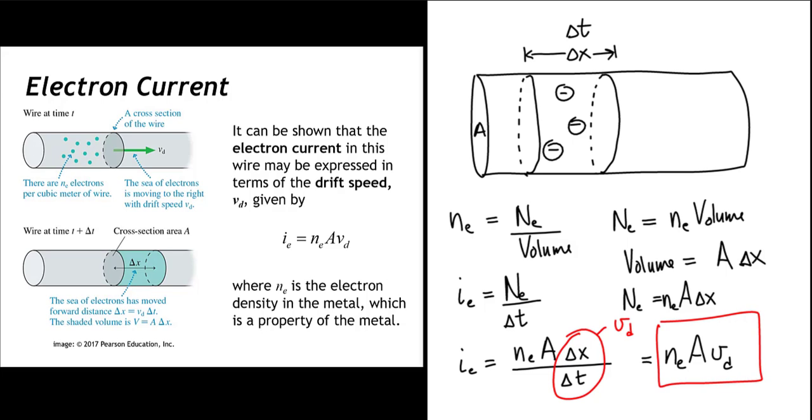Here is an alternative expression for electron current. Notice this electron current is directly proportional to the area of our wire. So the greater the area, the greater the current. That makes sense because there are a larger number of particles that can cross that cross-sectional area. It also means the greater the drift speed of our particles, the greater the electron current, the greater the number of charge carriers crossing that cross-sectional area per unit time.